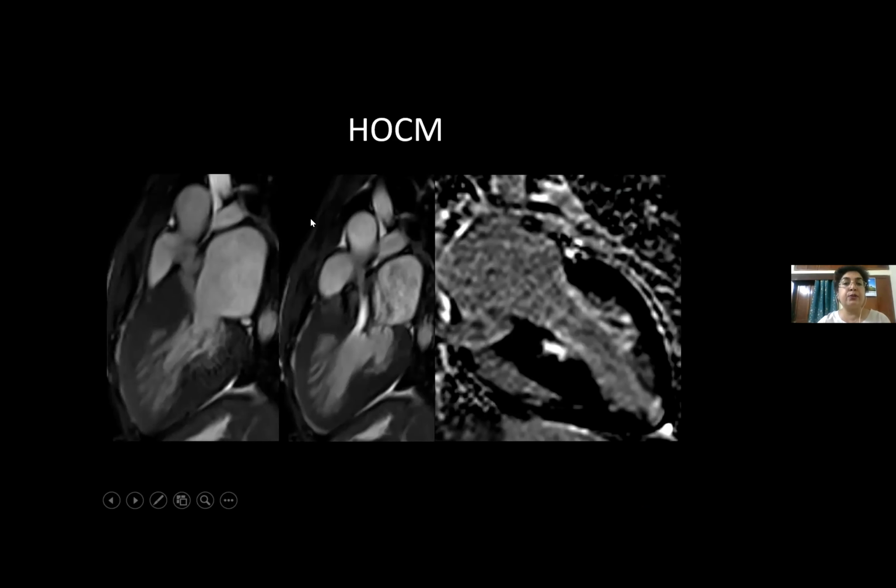So this is HOCM as seen on MR imaging. So the SAM motion is illustrated here, as well as the jet due to LVOT obstruction. And on delayed enhancement imaging, which is done after injection of gadolinium, there are focal areas of enhancement.